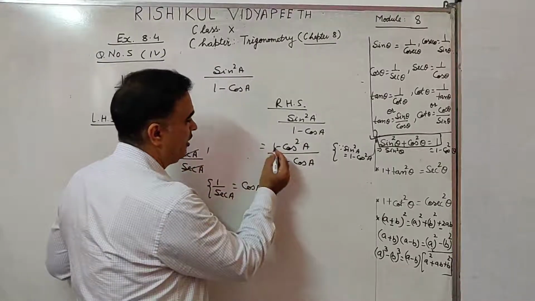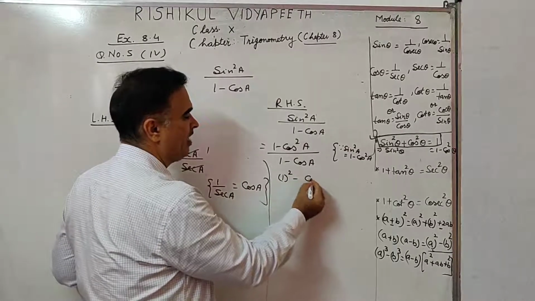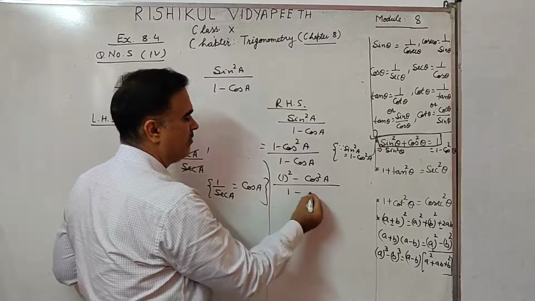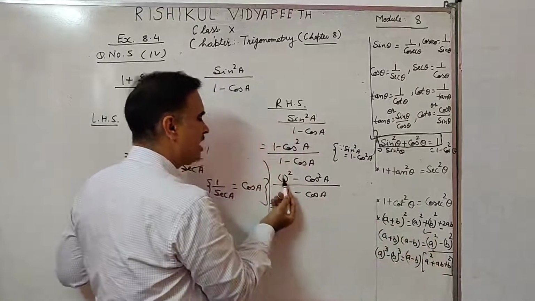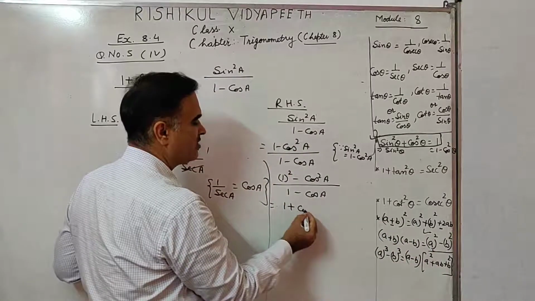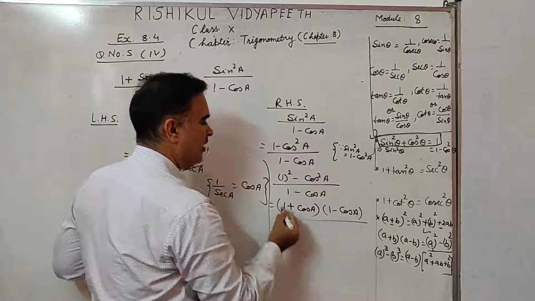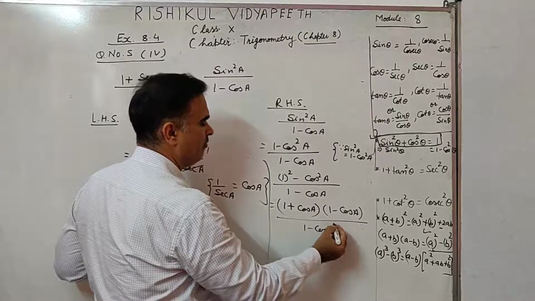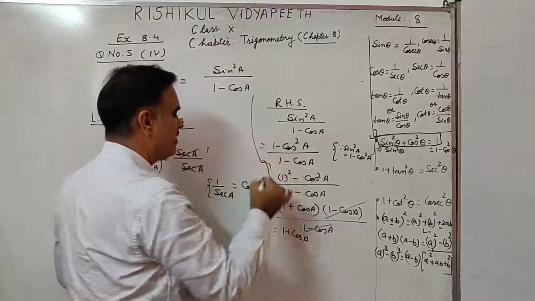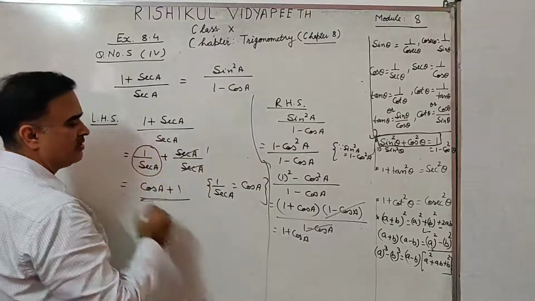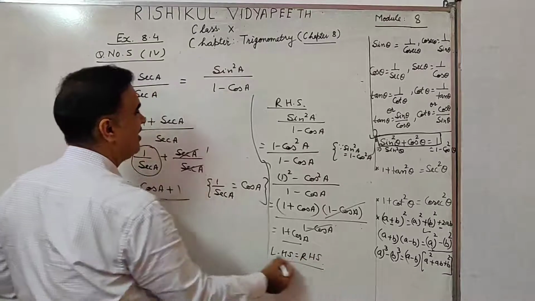Now, I told this earlier also, this 1 can be considered as 1 square minus cos square A upon 1 minus cos A. And you know this identity, A square minus B square. This is 1 plus cos A into 1 minus cos A, upon 1 minus cos A. This cancels out. It is 1 plus cos A. So my dear friends, what did you get? This is LHS and this is RHS. LHS equals RHS. This is a very easy question.